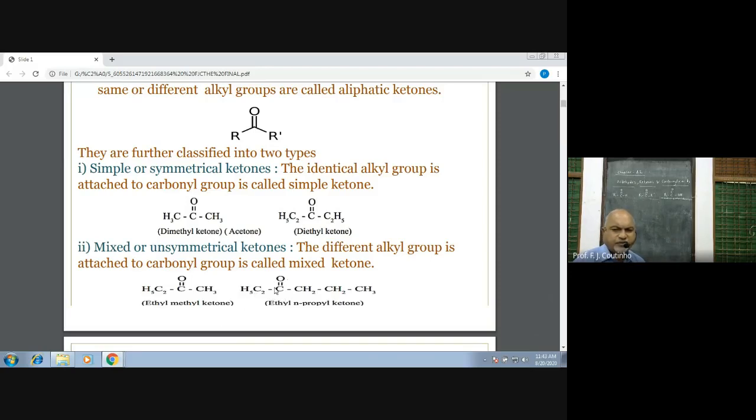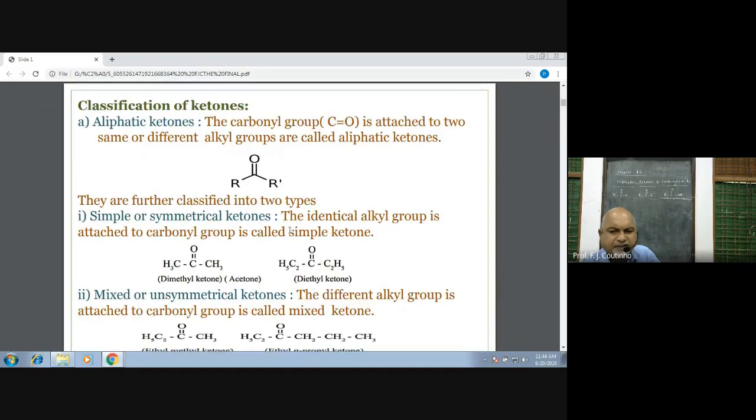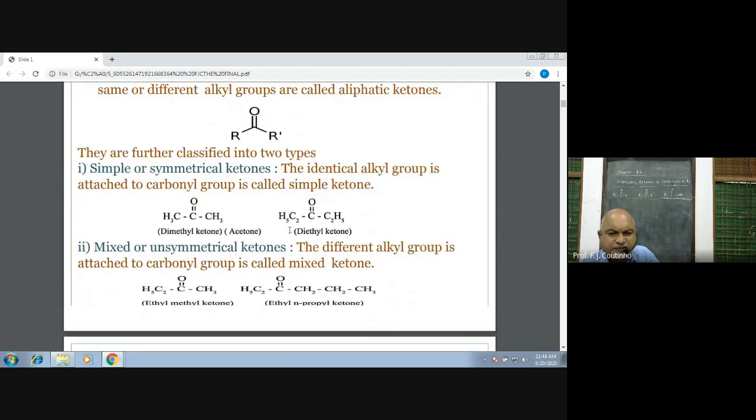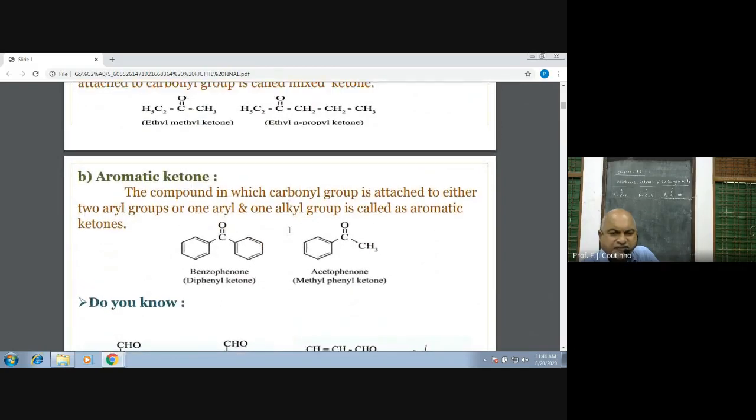But here there is a carbonyl group which is a ketonic group. Why? Because this is R and this is R dash. R dash is different. So both the alkyl groups are different, and that's why it's called a mixed ketone or unsymmetrical ketone. The name of this ketone is ethyl N-propyl ketone. I hope you have understood what aldehydes and ketones are, and the classification of aliphatic ketones. There are two types: simple ketones, also known as symmetrical ketones, and mixed ketones, also known as unsymmetrical ketones. So we finish with aliphatic ketones.